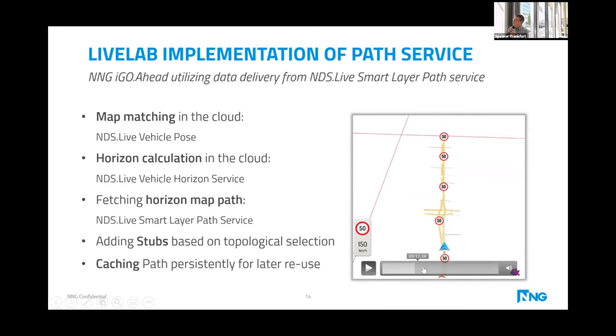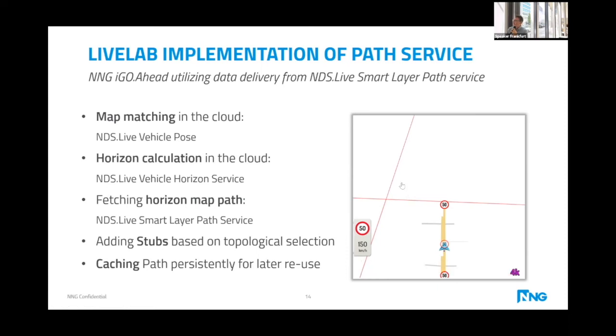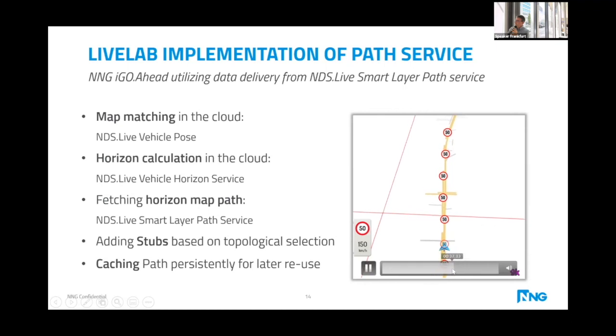Now, the second option for getting the horizon is when we are approaching the end of the tile. In that case, we don't need to request a new map matching from the cloud service, because we already have a map matched position. So based on that, we know the last segment of the path. And then based on that segment, we can request the next path. Here we go. The LiveLab implementation is partly based on that concept.